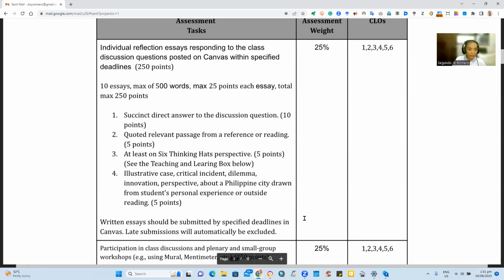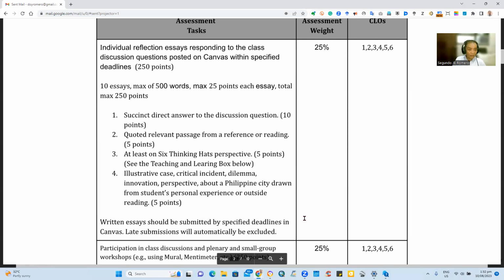Now, I want you to quote a relevant passage from a reference or reading that you are using. So that is worth 5 points. Then, at least one 6 thinking hats perspective. My previous students will know what the 6 thinking hats are about, but these are different perspectives associated with different colors that enable you to present different perspectives on the same topic. I'll explain a little bit more. So this is worth 5 points. So at least one; if you wanted to present 2 perspectives, then you can do so.